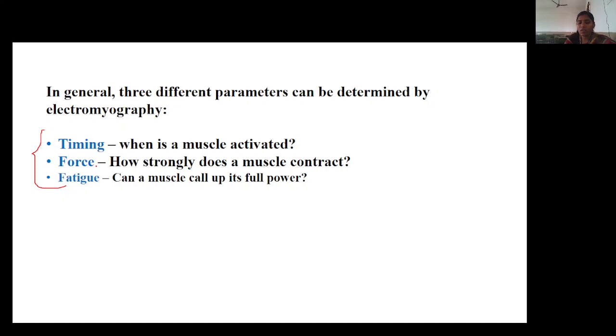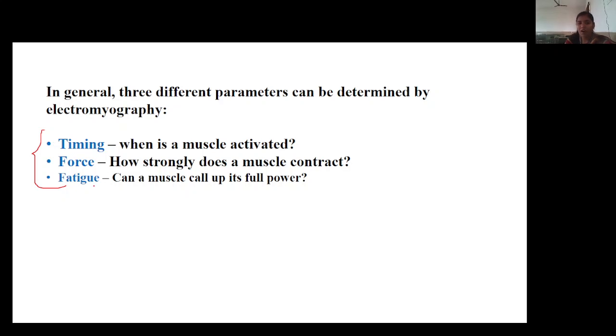Next one is force. By measuring the force, we can assess the strength of the muscle. Okay, how strongly the muscle contracts, how forcefully the muscle contracts. That type of inference we can get by using this parameter, force.